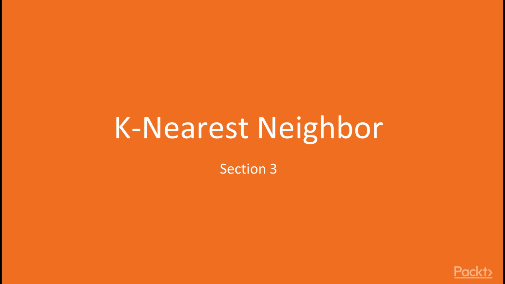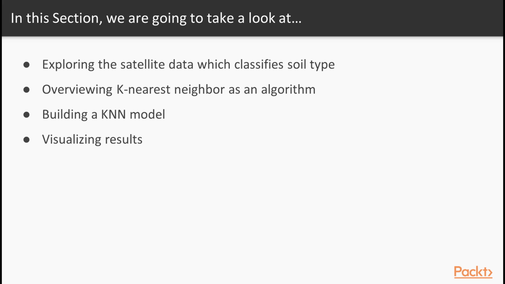Hello, and welcome to Section 3, K-Nearest Neighbor. In this section, we're going to use satellite data, specifically image classifications of soil type based on satellite imagery. We'll explore the satellite data which classifies the soil type. We'll talk about the K-Nearest Neighbor algorithm in general. We'll build a model with KNN, and we will visualize the results.